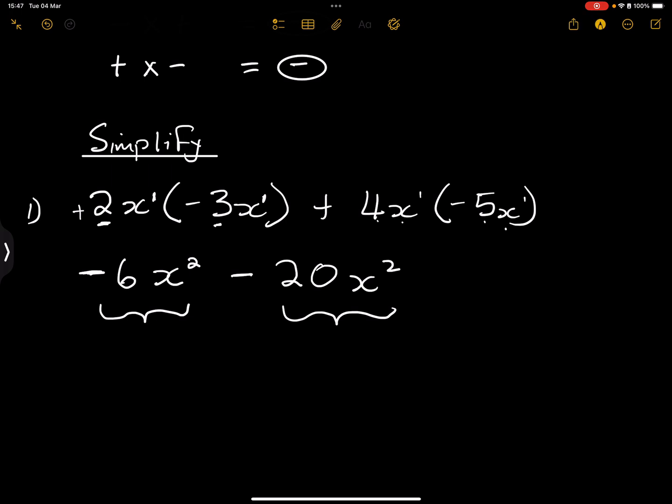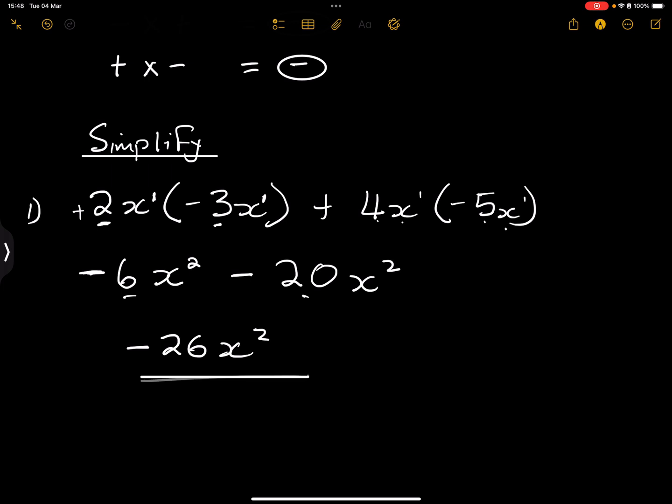So in this case, this is squared and this is squared, so definitely those will be like terms. I said to you, if the signs are the same, and in this case we are adding, we keep the sign and we add the integers, right? So 6 plus 20 gives me 26, but we keep the negative sign. So this is negative 26x squared. That's my final answer, right?